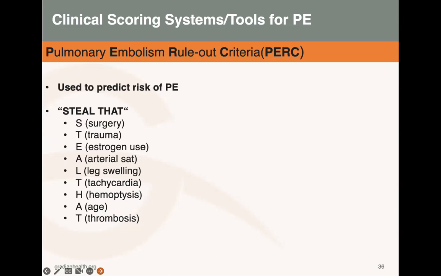Does this patient present with any leg swelling? Is this patient tachycardic? What's the age of this patient? And does this patient present with any thrombosis? If any of that is positive, then we're not ruling out PE. We have to think of PE.